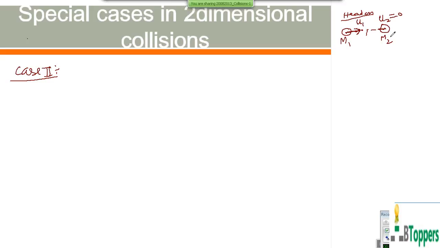So in the case of head-on or one-dimensional elastic collision, the second body, which is initially at rest, has the same mass as the first body. Then after collision, the first body will come to rest and the second body will begin to move with the original velocity of the first body. This is what I have already discussed in the past in the case of one-dimensional collisions, because part of the discussion in case 2 will be similar to this case.